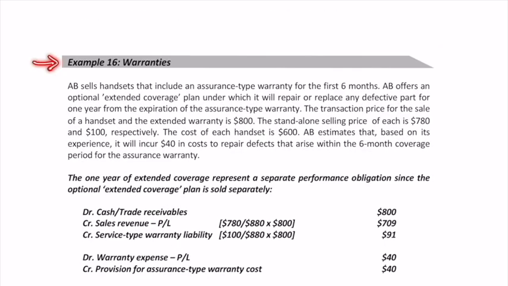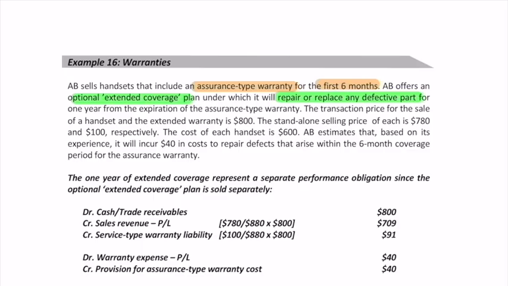Okay, look at the example below. The company sells handsets that include an assurance warranty for the first 6 months. The company also offers an optional extended coverage under which it will repair or replace any defective parts for 1 year after the expiry of the assurance warranty. This extended warranty is not to assure the product; it provides additional services to the customer.